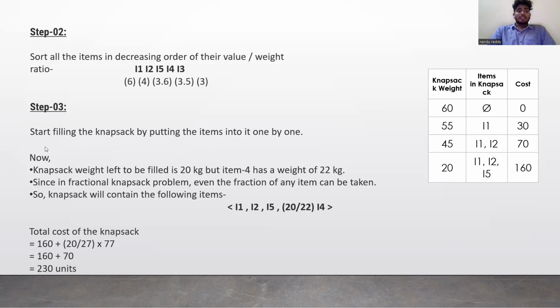Now the knapsack weight left to fill is 20 kg, but item 4 has a weight of 22 kg. Since in the fractional knapsack problem even a fraction of an item can be taken, the knapsack will contain the following items: item 1, item 2, item 5, and 20 by 22 ratio of item 4. The total cost of the knapsack is 160 plus 20 by 22 into 77, which is 160 plus 70, total equal to 230.